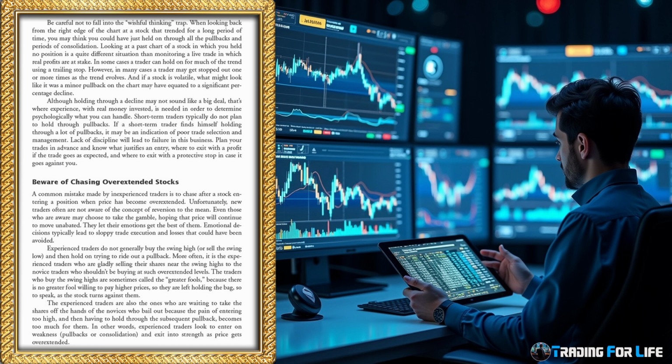The traders who buy the swing highs are sometimes called the greater fools, because there is no greater fool willing to pay higher prices, so they are left holding the bag, so to speak, as the stock turns against them. The experienced traders are also the ones who are waiting to take the shares off the hands of the novices who bail out, because the pain of entering too high and then having to hold through the subsequent pullback becomes too much for them. In other words, experienced traders look to enter on weakness, pullbacks or consolidation, and exit into strength as price gets overextended.